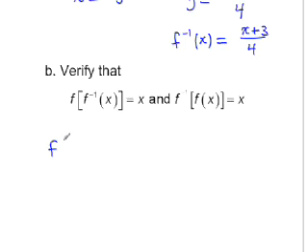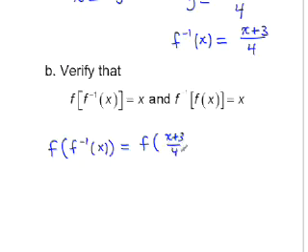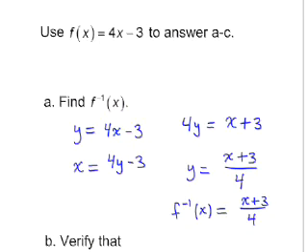Let's evaluate f of f inverse of x. So this would be f of what f inverse is. We just found that to be x plus 3 over 4. So substitute that in for f inverse of x, x plus 3 over 4. And now we will evaluate f of x plus 3 over 4. And recall that function f is simply 4x minus 3.